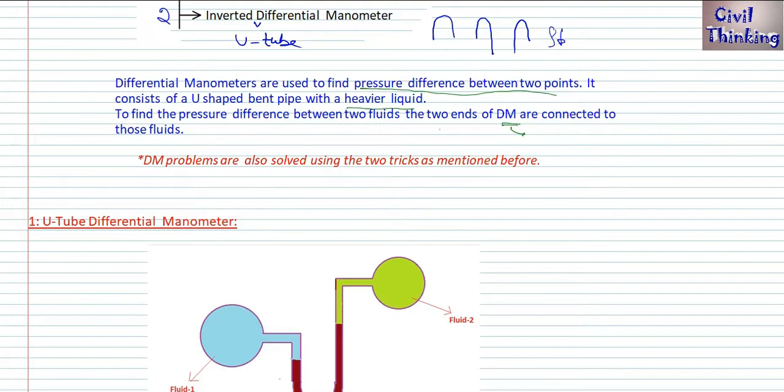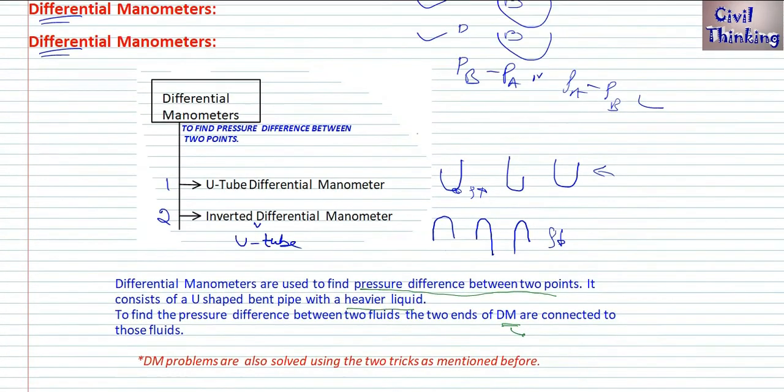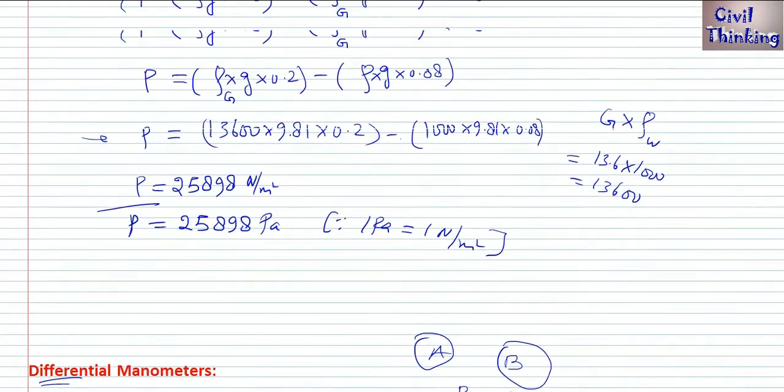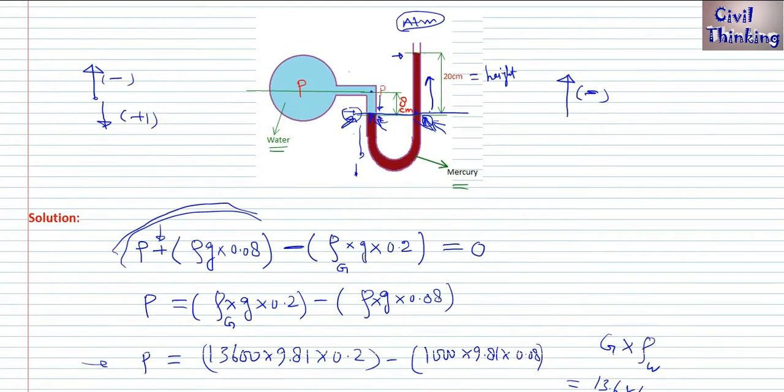Let me show you here. Now this was a simple U-tube manometer. One end was connected to the pipe and another was kept open to the atmosphere, right? But in differential manometers we don't keep it open to the atmosphere. We also connect it to another fluid.